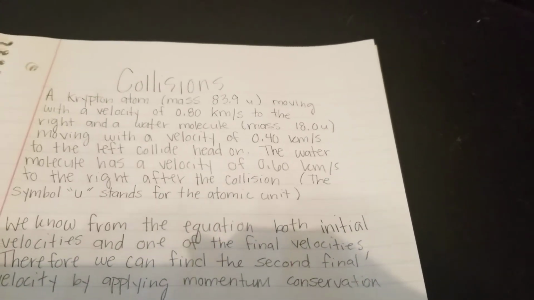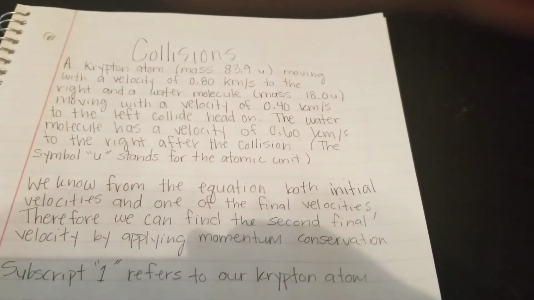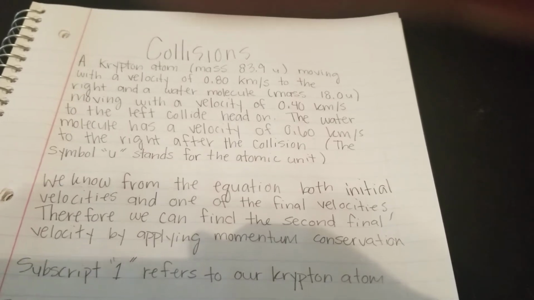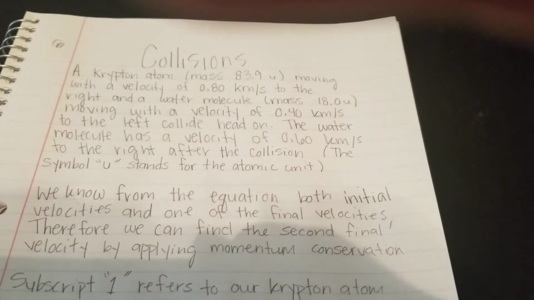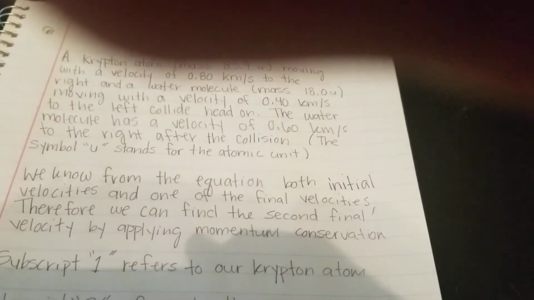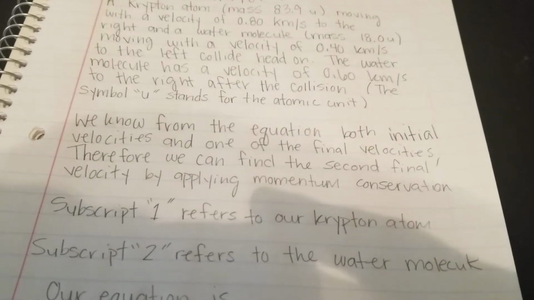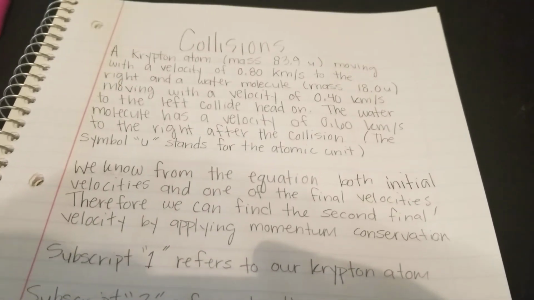So that is how we set our equations up and how we solve for the velocity of the krypton after the collision. It's a pretty worked-out problem that describes how to implement our momentum conservation equation and how to solve for collisions.